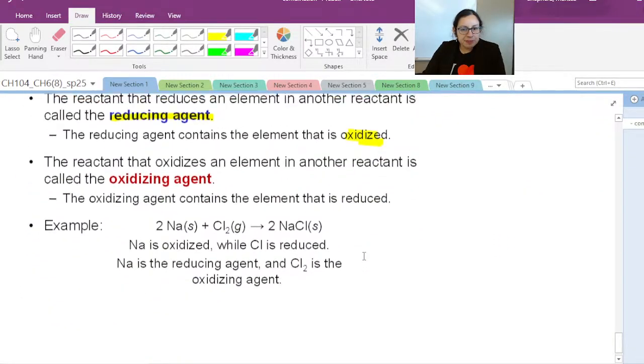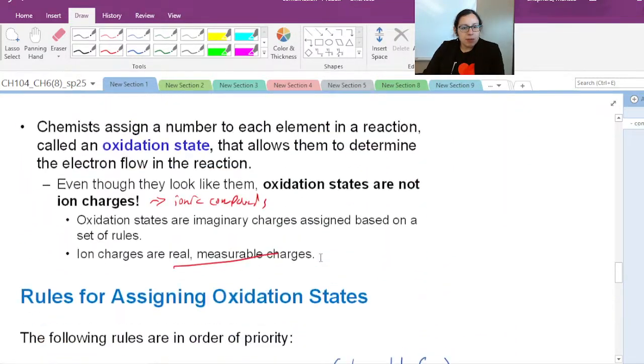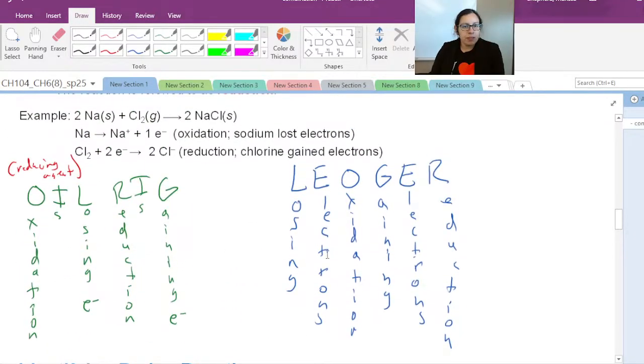And then going back, so it tells us the reactant that oxidizes an element in another reactant is called our oxidizing agent, but then this is getting reduced. So again, you might want to go back up here. Okay, reduction is gaining electrons, but that means this is my oxidizing agent if it's being reduced. So again, you need to write that down. All right, so that helps us keep track of who's doing what.